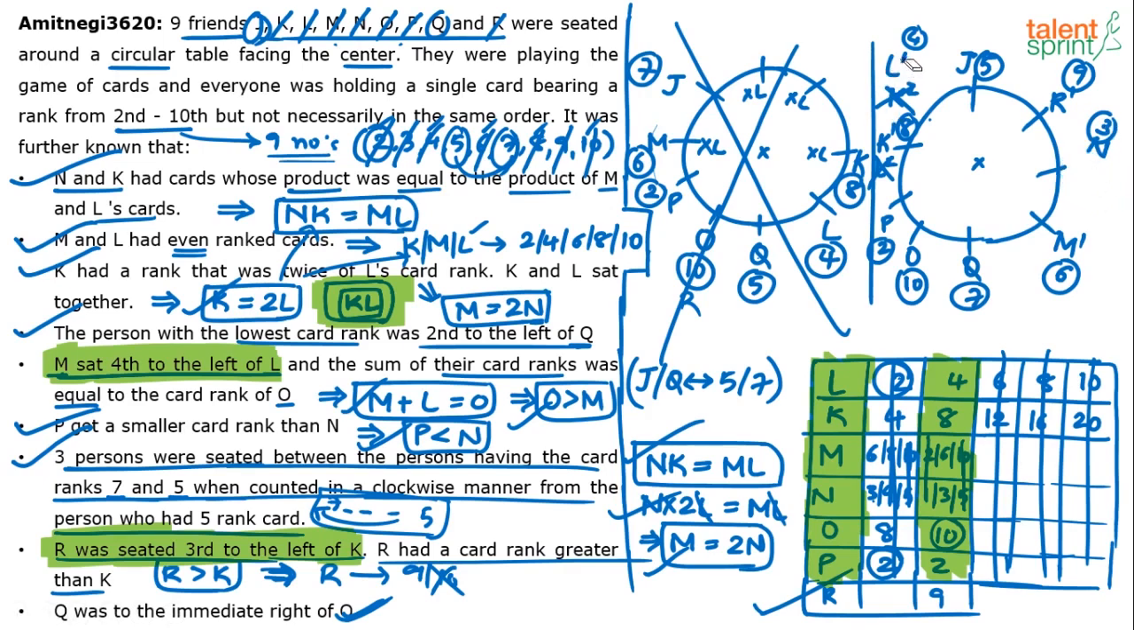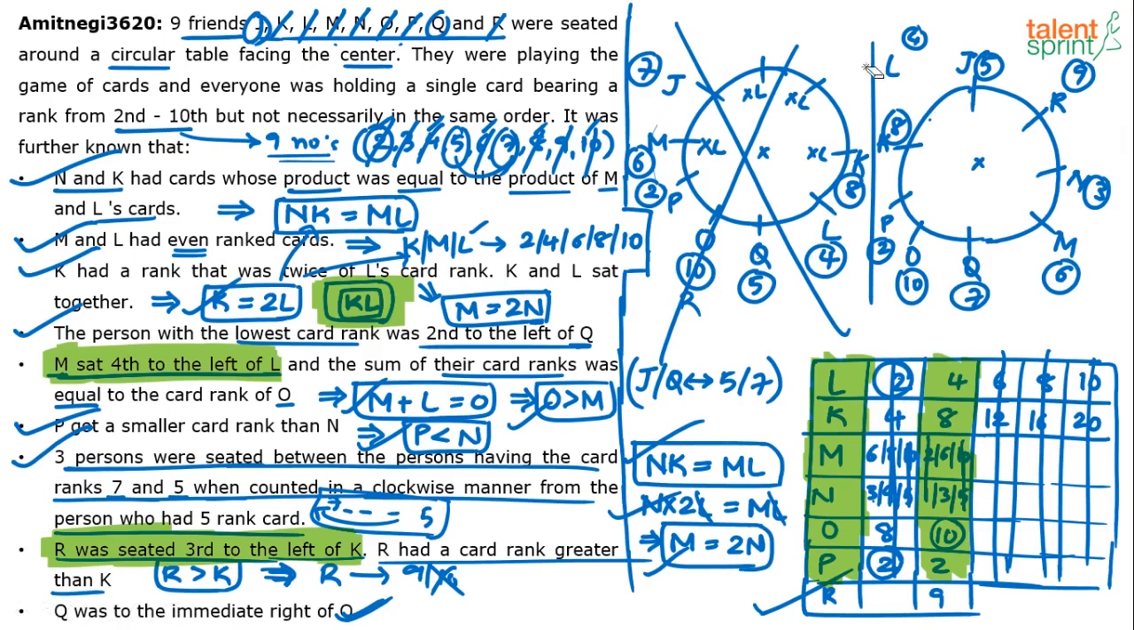N3 will come here. Let me clear all this. Oh, sorry, this should be 8. Remember, that should be 8. K is 8, right? This is N with third rank, which is already marked there. So that's the final answer. Now you can answer the questions very easily.